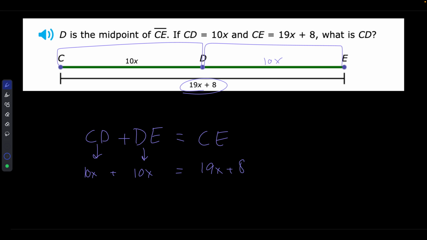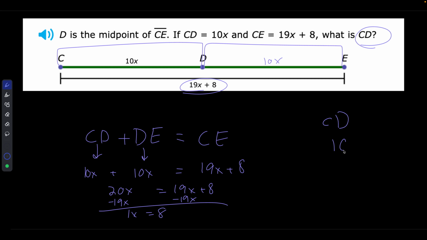We should know how to solve it from here. So I'm going to skip over the work. So after you do the work, you're going to get x equals 8. And from there, remember, the problem asked you to find what is CD. CD is 10x, and so we're going to replace the x with an 8. 10 times 8 is 80.